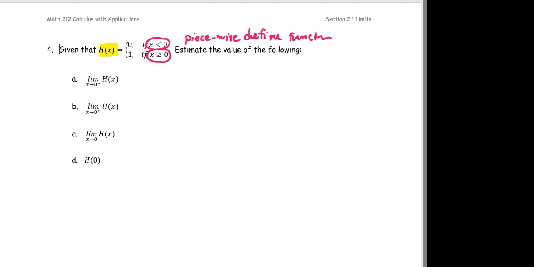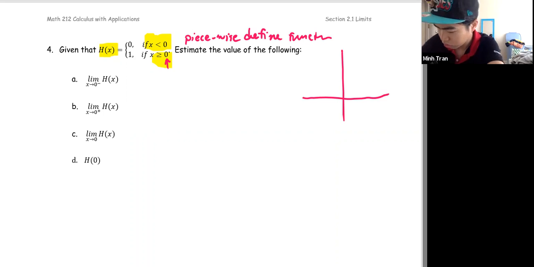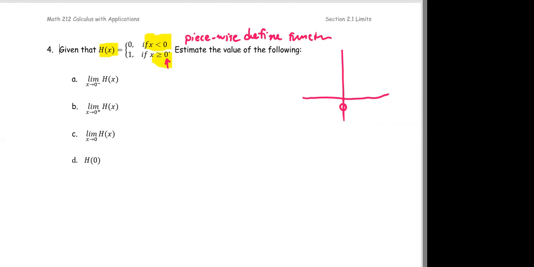So this is just one of the skill problems. The function h is provided as 0 for x less than 0, and h of x equals 1 if x is greater than or equal to 0. If you want to see it in a graphical way, the splitting point would be 0. At 0, the right-hand side will be the side where x is greater than 0, and the left will be the side where x is less than 0.